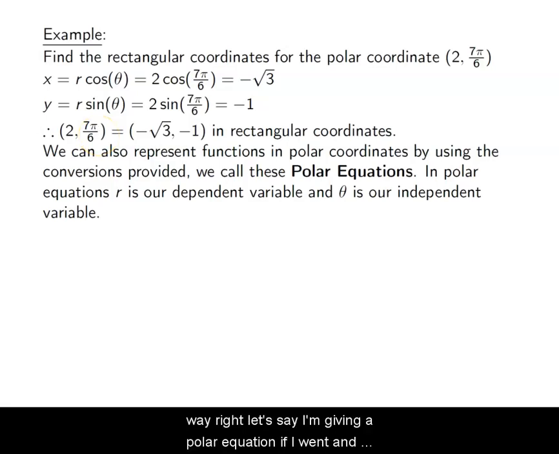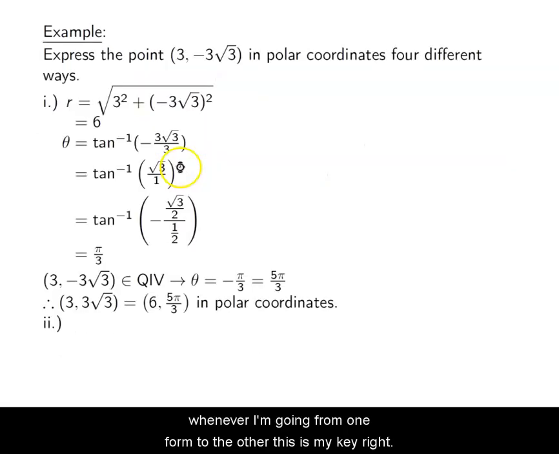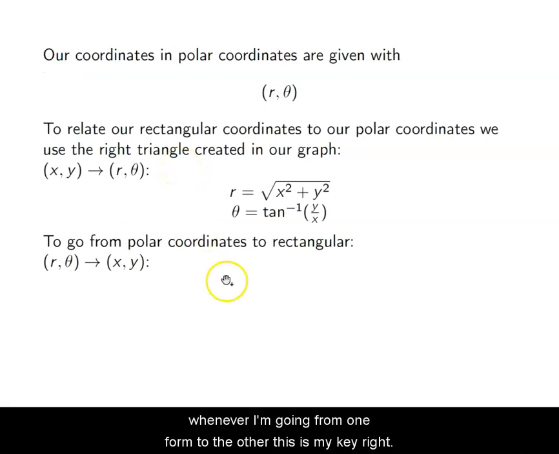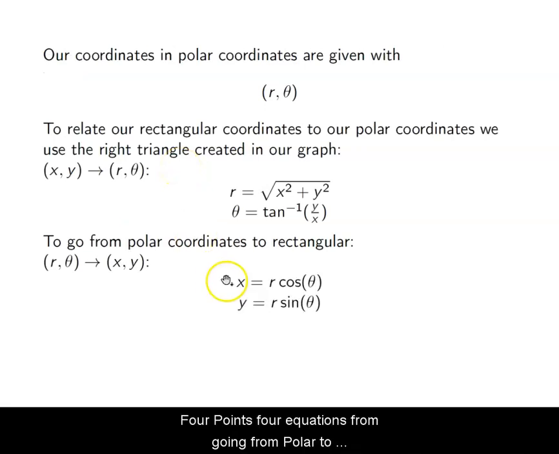Let's say I'm given a polar equation. If I want to turn it into a rectangular equation, I use r is square root of x squared plus y squared, and that theta is tan inverse. Okay, so I use the same thing. So no matter what, whenever I'm going from one form to the other, this is my key, right? For points or for equations, if I'm going from polar to rectangular, I always make these substitutions, whether it's for points or for equations.